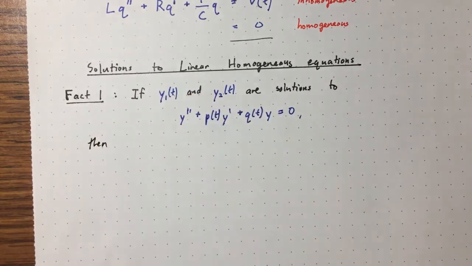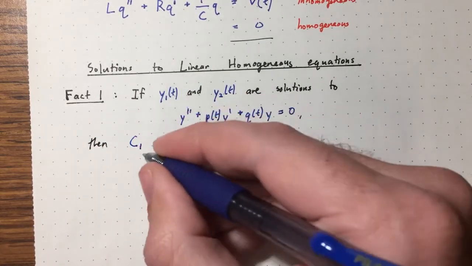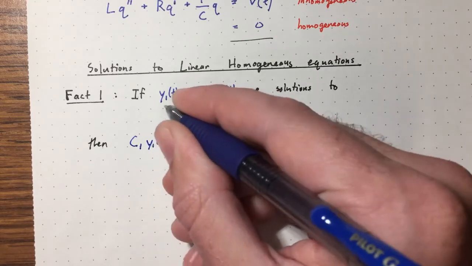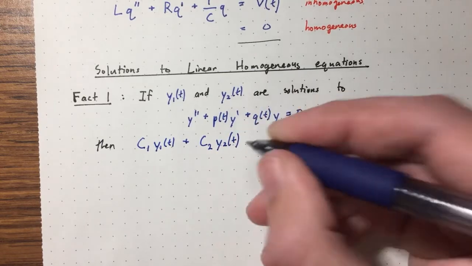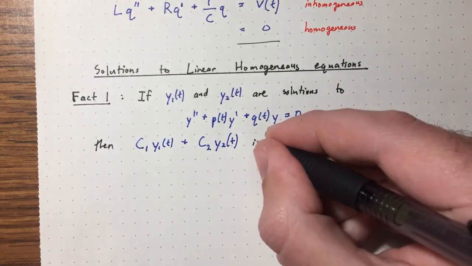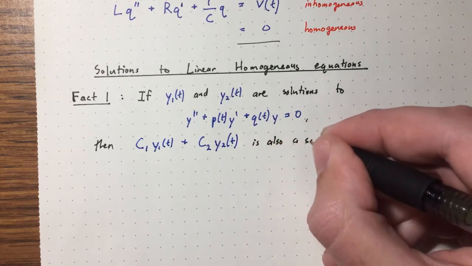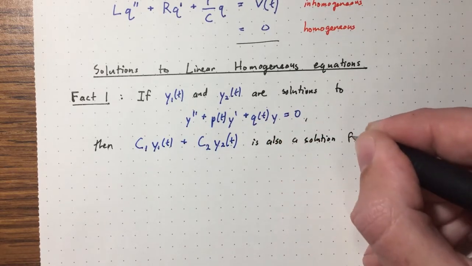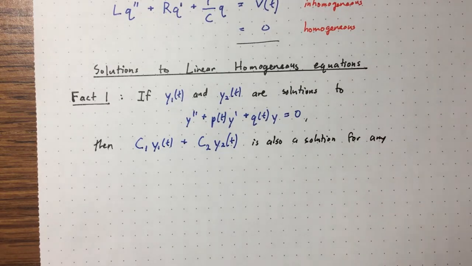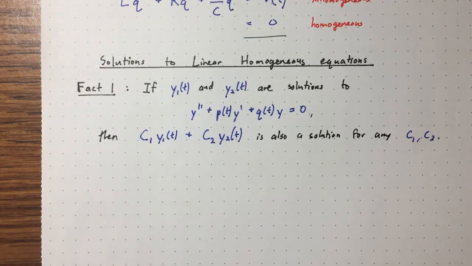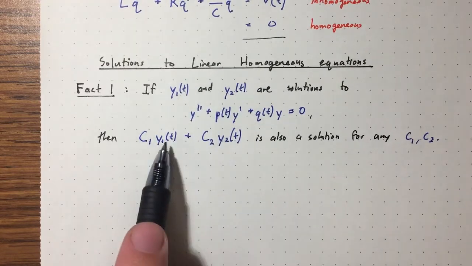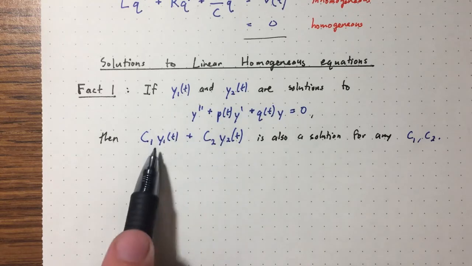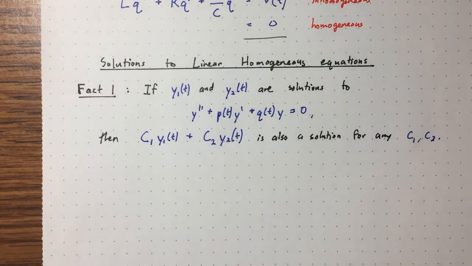Then C1, some constant, times the first solution, plus C2, possibly a different constant, times the second one. This is also a solution. This is for any C1 and C2. Solutions to linear homogeneous equations have this very nice property. If you have two of them, you can get more by just multiplying them by constants and adding them. Let's see why this is true.